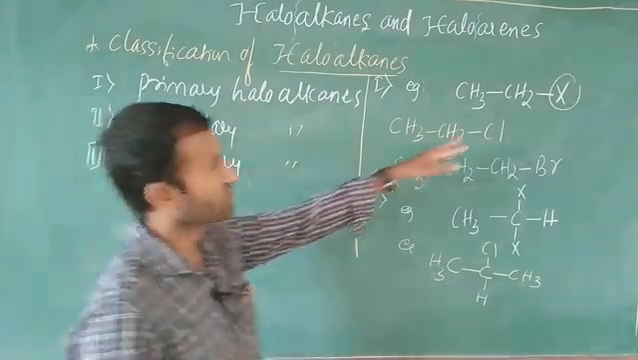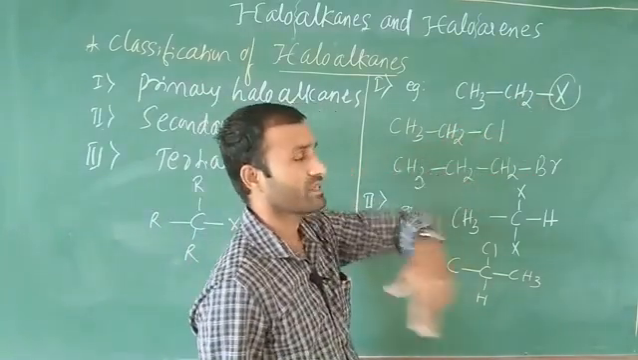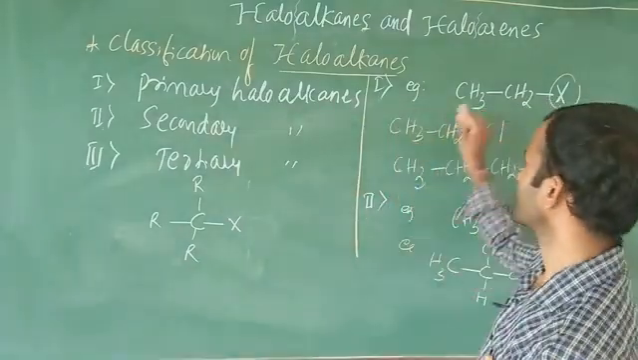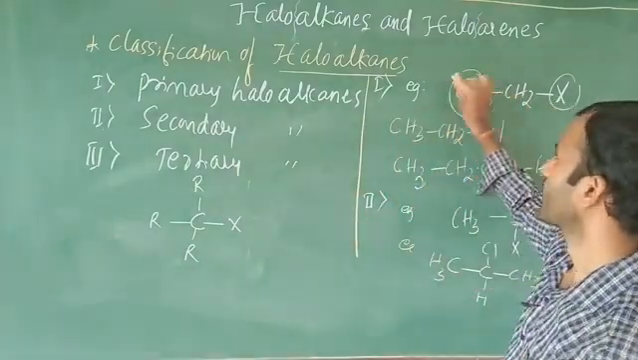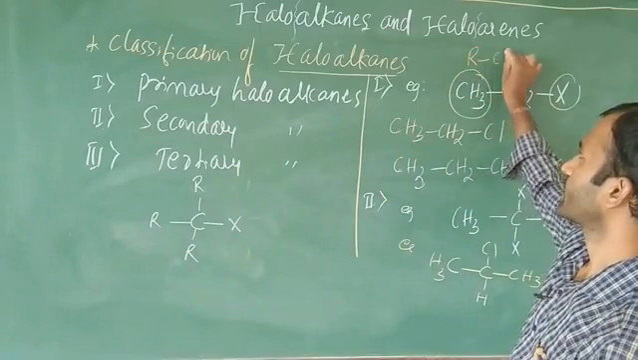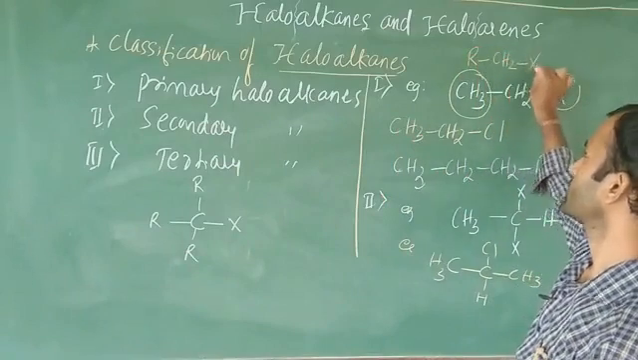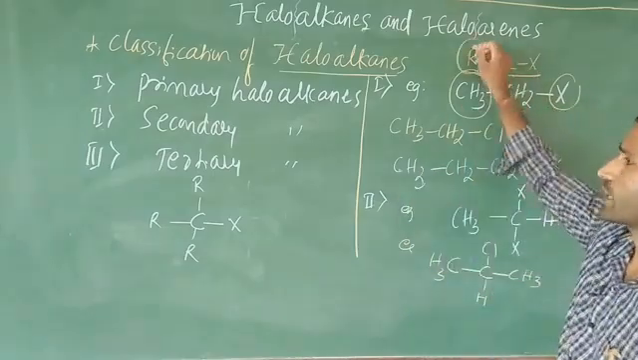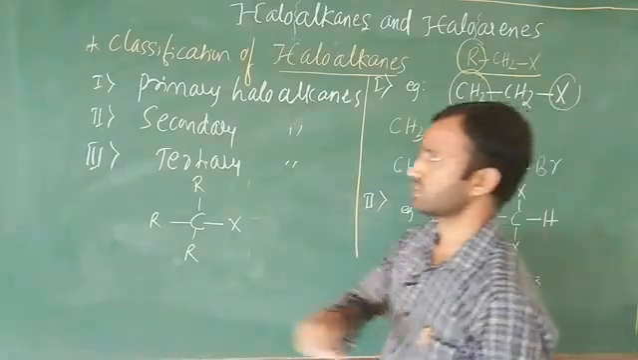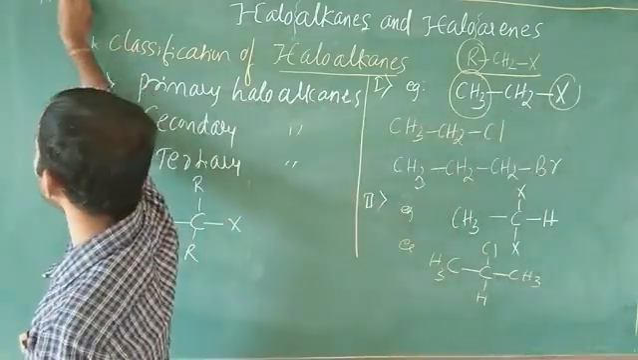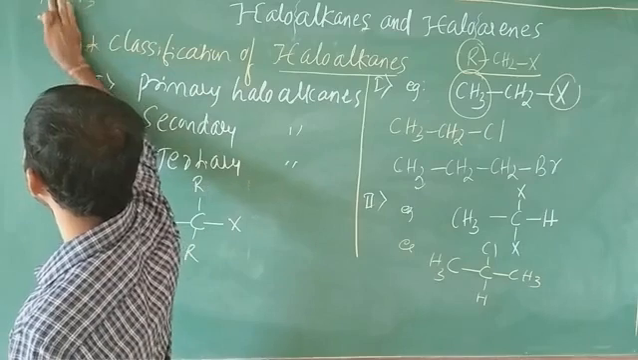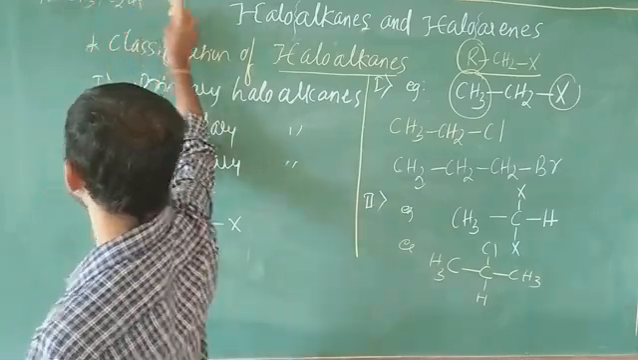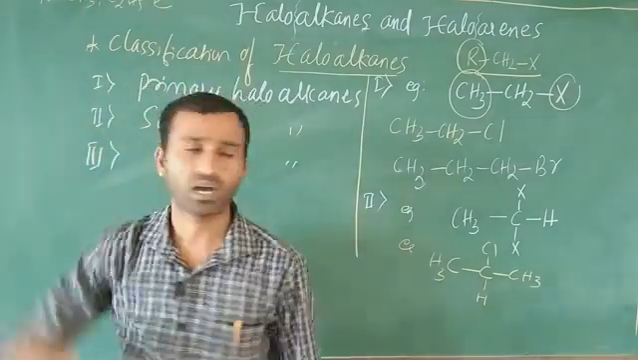One method, with the help of the hydrogen we are going to determine. Another method, with the help of the alkyl group. Alkyl group means what? In this case, just see here. This CH3 indicates what? Alkyl group. Generally, we are going to write like this: RCH2X. This R indicates the alkyl group. This R may be CH3 or C2H5 or C3H7 etc. That indicates an alkyl group.